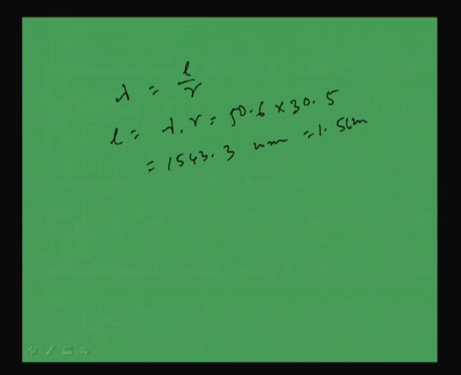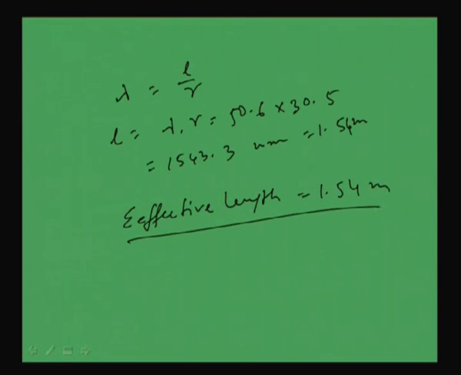So lambda, basically we can calculate as L by r. That means L is equal to lambda into r. So 50.6 into r, which was given as 30.5, which we have calculated. So this will become 1543.3 millimeter, that is 1.54 meter. So in this case, effective length we are getting as 1.54 meter. So what we are seeing here is that if the angles are acting independently, if they are not connected, then effective length will become 1.54 meter to carry the load 1000 kilonewton.